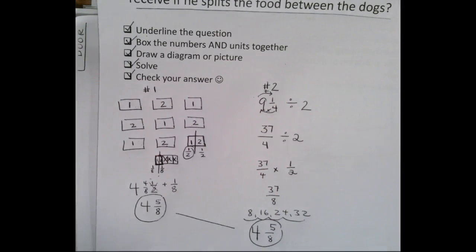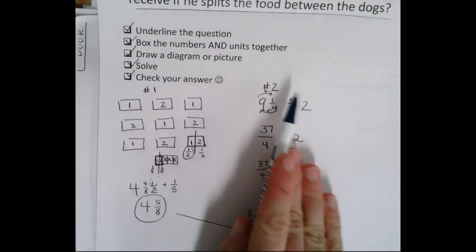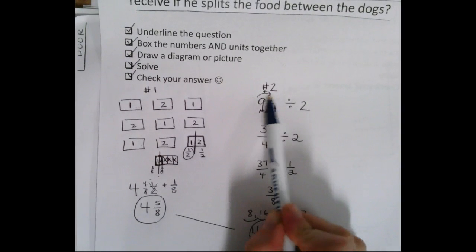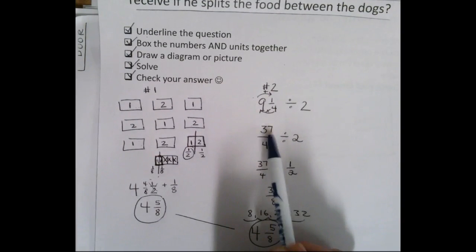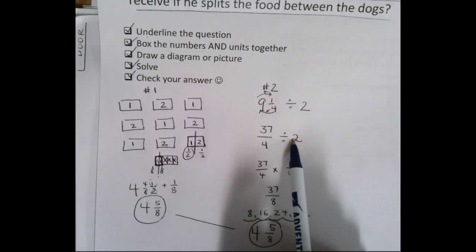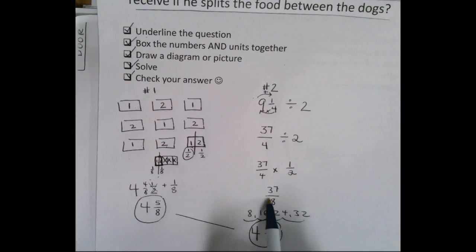So let's just recap. Step 1, I drew a picture to help me out with this method. Method number 2, I took the total, I converted it to an improper fraction and got 37 fourths, divided it by 2. I know that dividing fractions I can flip and do the opposite, so multiply by a half, and I got 37 eighths. If I want to convert that back to a mixed number, I can count by eighths. 8, 16, 24, 32, that's 4 wholes and 5 eighths.